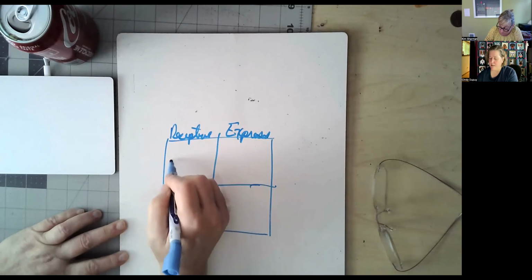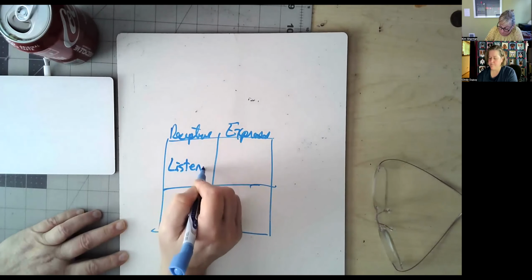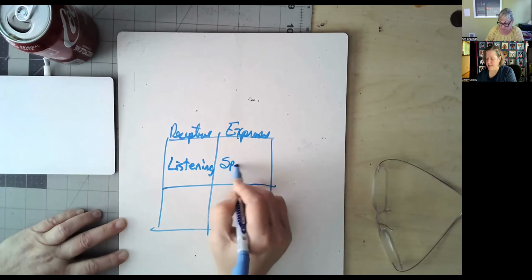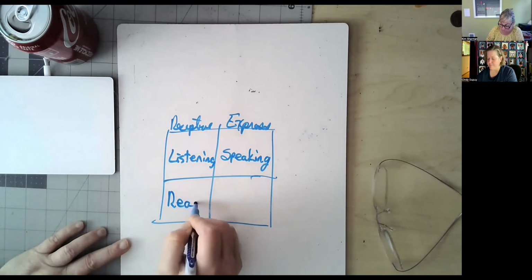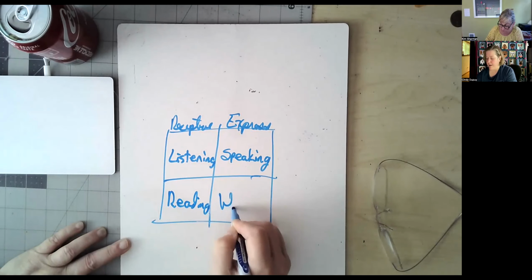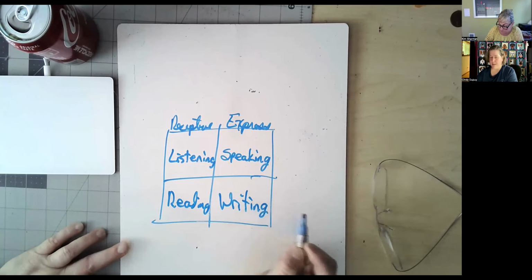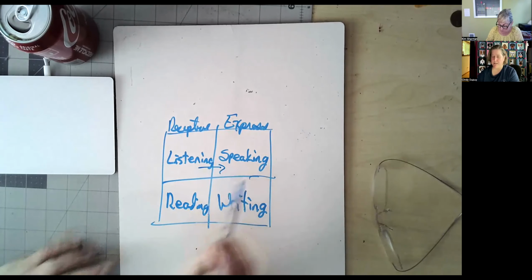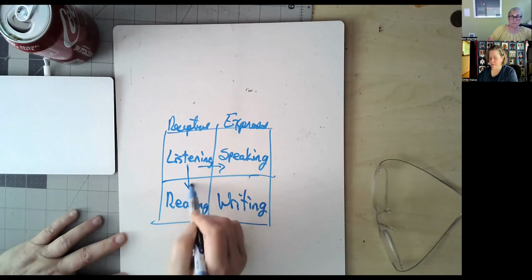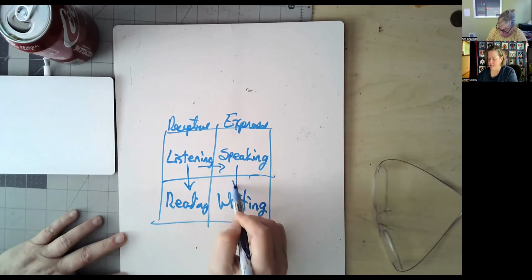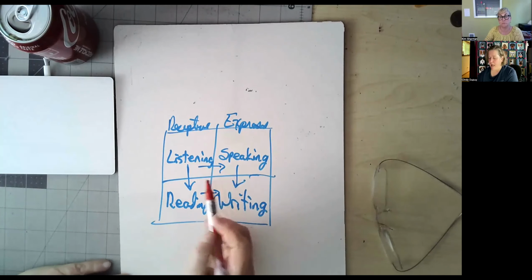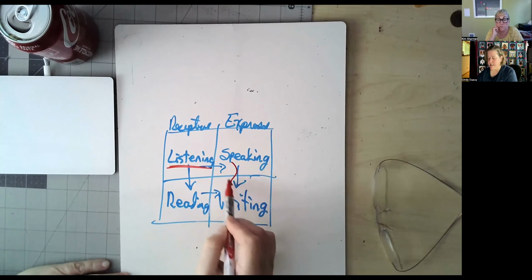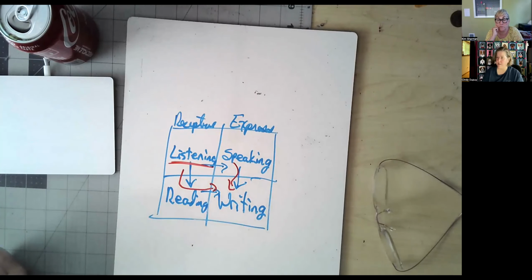Listening is receptive. Speaking is expressive. Reading is receptive, and writing is expressive. You have to listen to be able to speak. You have to listen to be able to read. You have to speak to be able to write, and you have to read to be able to write. Okay. So often, if I have a problem back here, I see it cascade throughout the entire system.